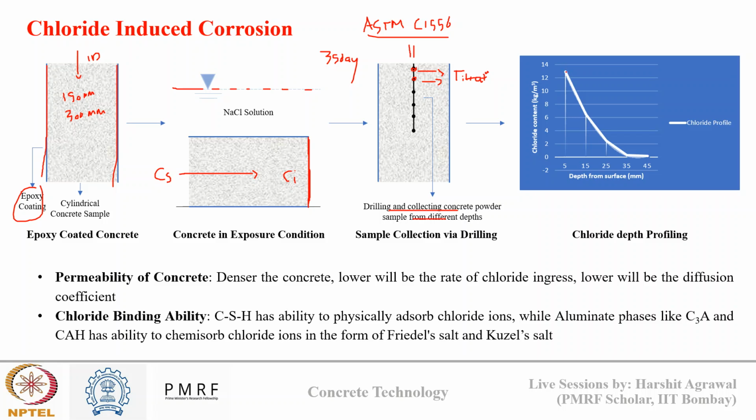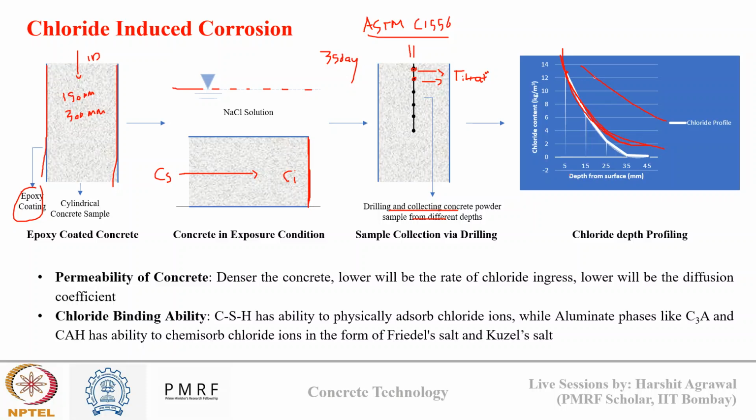That chloride concentration versus depth is plotted, and this curve that you see is known as non-steady state diffusion. If it would have been a steady state, it would have been a straight line. Right now it is a curved line, so this is a non-steady state diffusion.